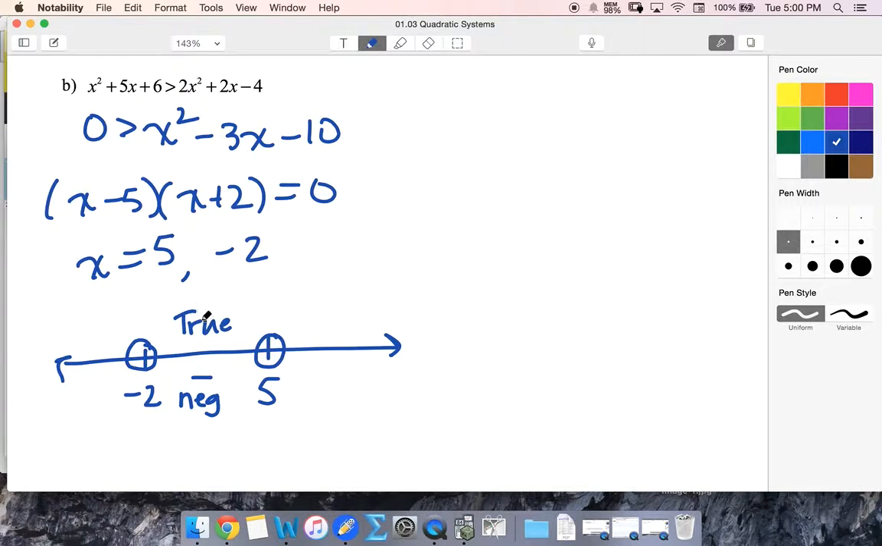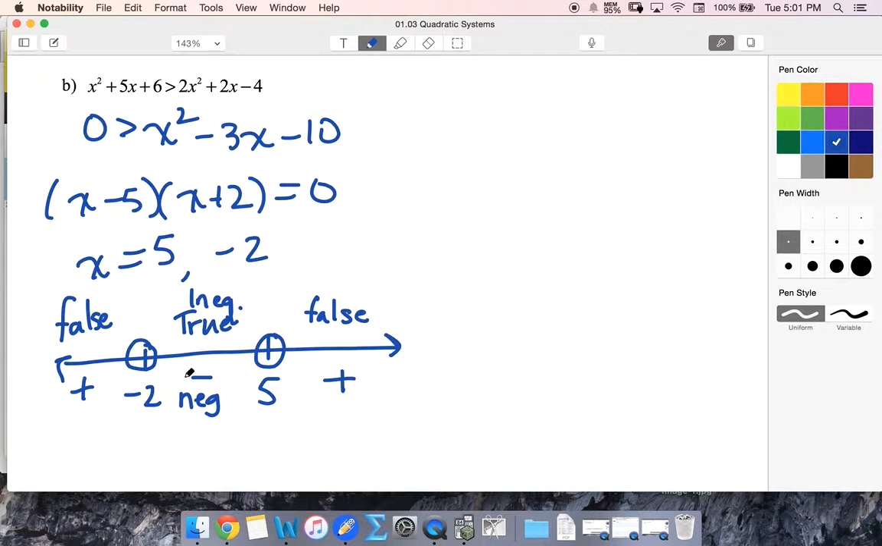So the inequality is true, or you could put your negative symbol, or you could write negative. When I pick a number like 10, then I would get 100 minus 30 minus 10. That's definitely positive. 0 is not greater than a positive number. So I could think of this section as being false, or I could write my positive. If I go with negative 10, squared is 100. This would turn into plus 30, definitely positive again, so also false.